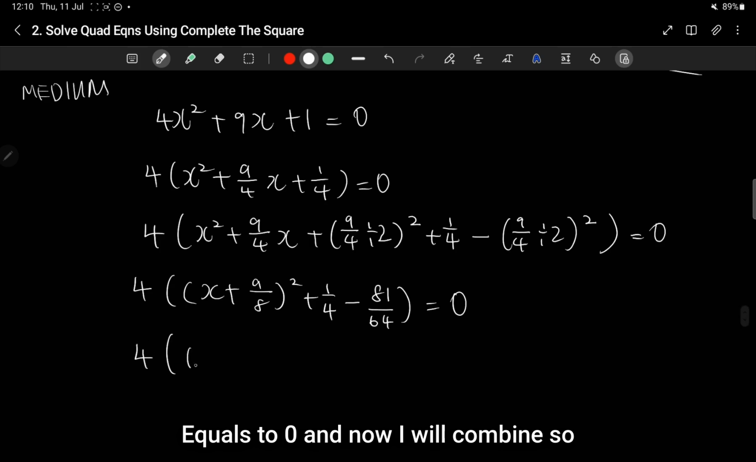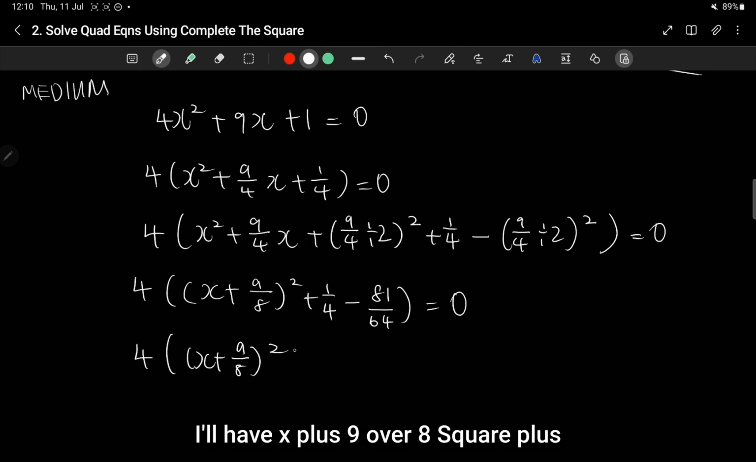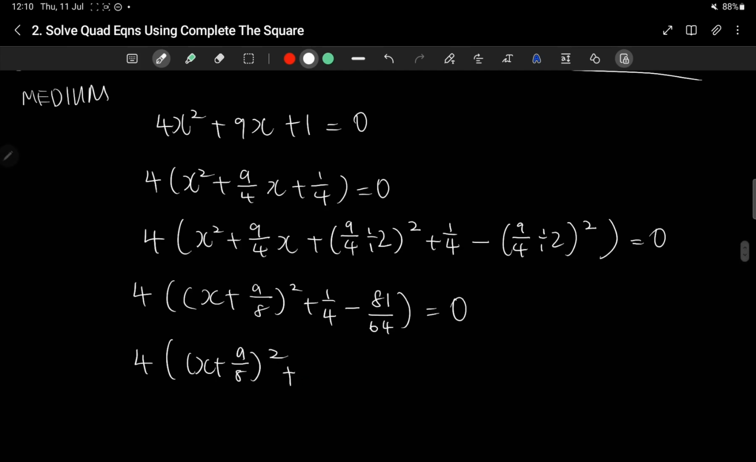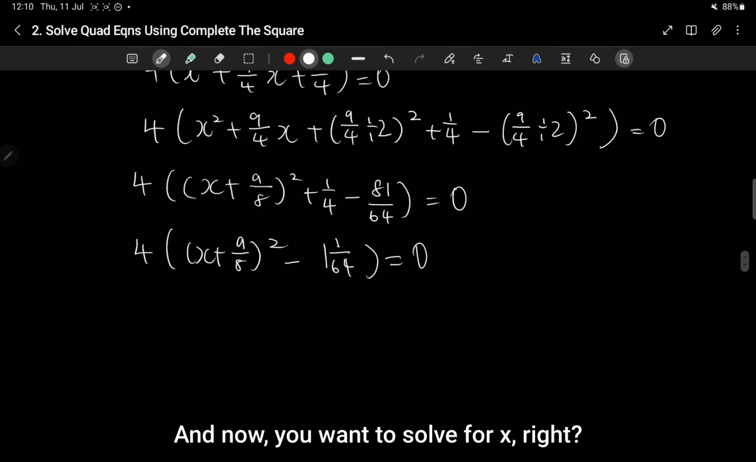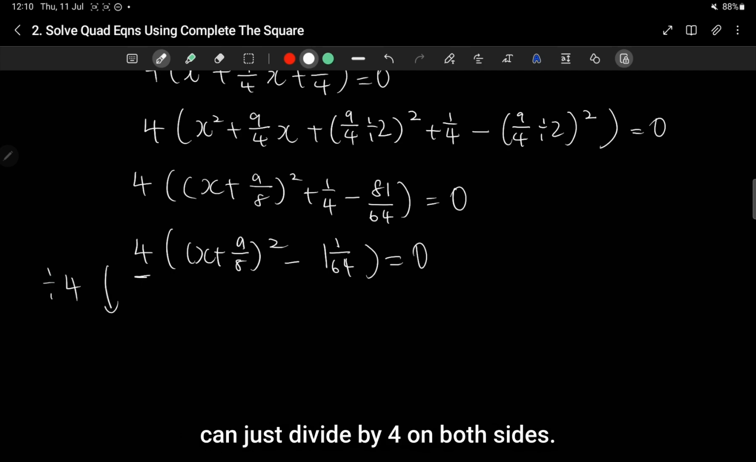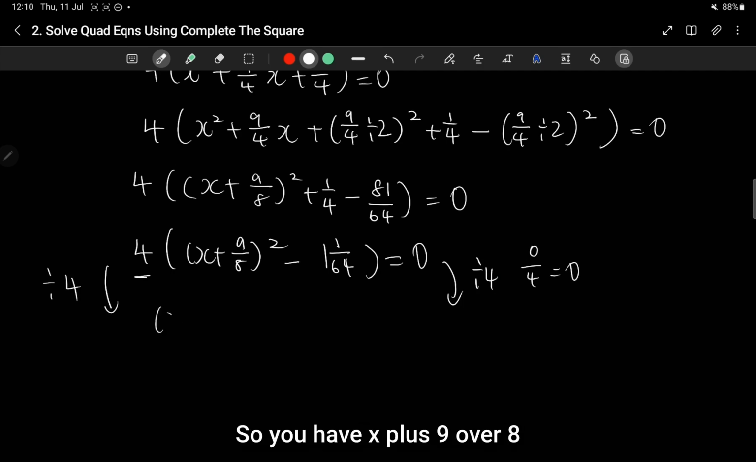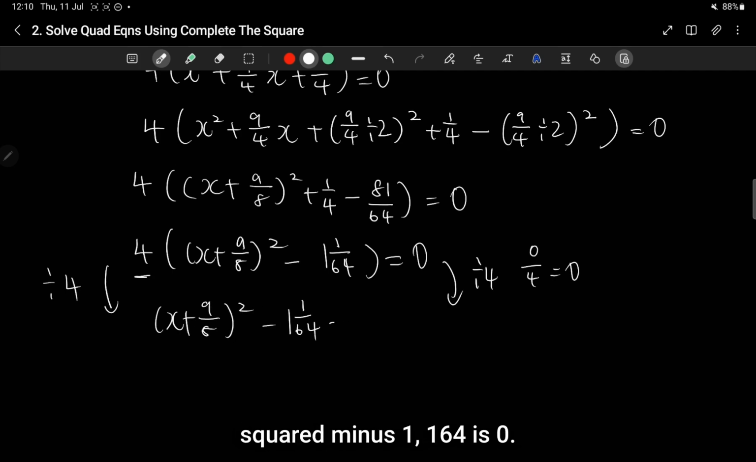And now I will combine, so I'll have x plus 9 over 8 squared plus, let me just do my calculations really quickly, you will have minus 1/164 is 0. And now you want to solve for x, right? So you don't have to expand this, you can just divide by 4 on both sides. So essentially 0 over 4 is 0. So you have x plus 9 over 8 squared minus 1/164 is 0.